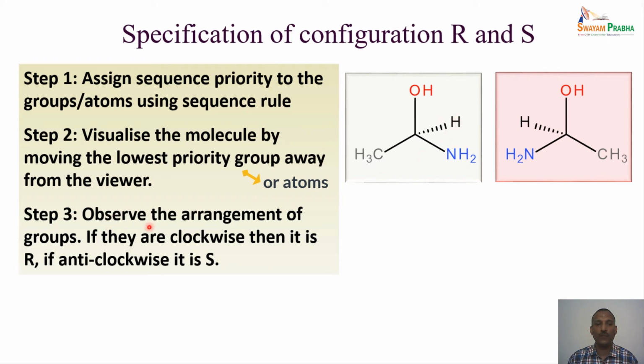And step 3, observe the arrangement of groups. If they are clockwise, then it is R. If it is anti-clockwise, it is S. We will see now what this actually refers to.